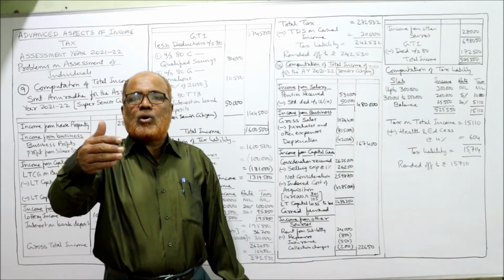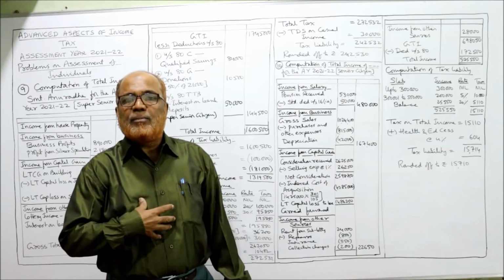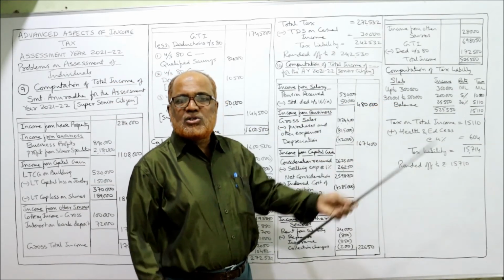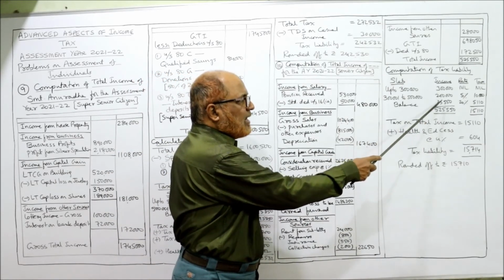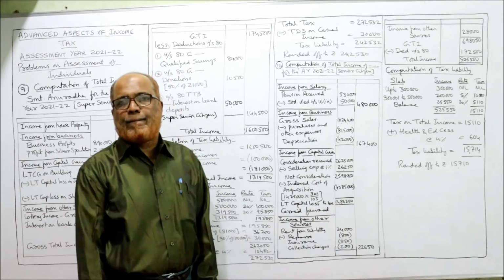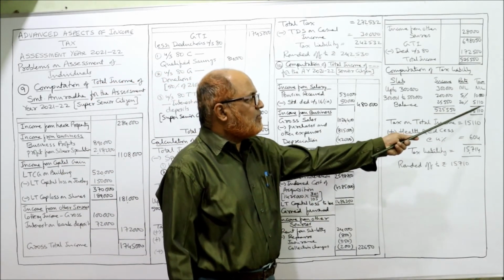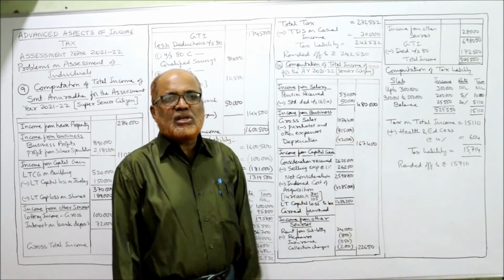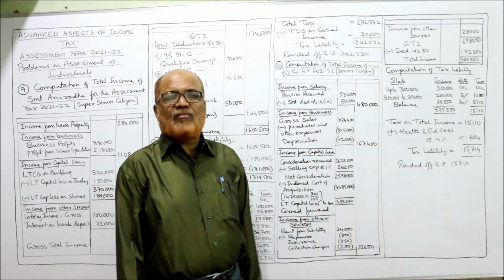The next slab goes from 5 lakh 1 to 10 lakh. But our income is not going up to 10 lakh. Our income is 5,25,550. So we'll take the balance. 5,25,550 minus 5 lakh will get 25,550. On this 25,550, 20%, 5,110. That's it. Take the total, 15,110. The tax on total income is 15,110.